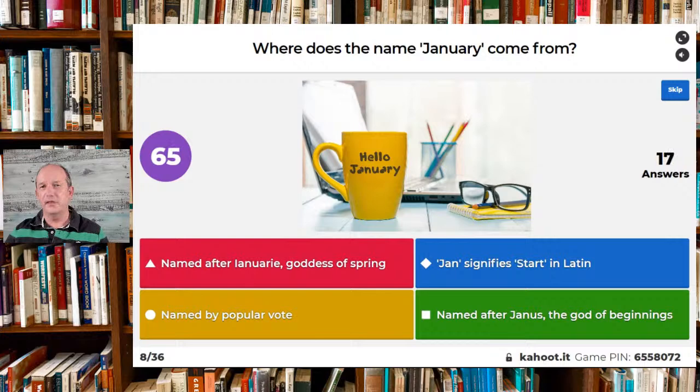But is it Ianuary, the goddess of spring? Does Jan signify start in Latin? Was it named by a popular vote? That would have been a nice thing to do, wouldn't it? Or is it named after Janus, the god of beginnings? What are we reckoning here? Answers coming in thick and fast. But which is the correct one?